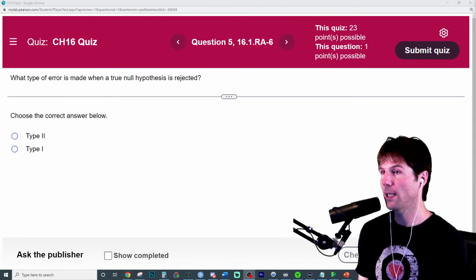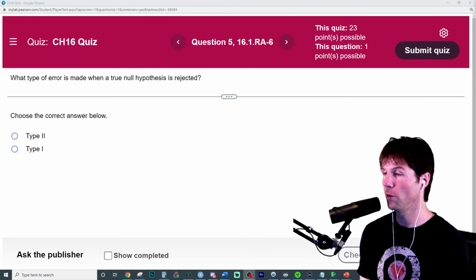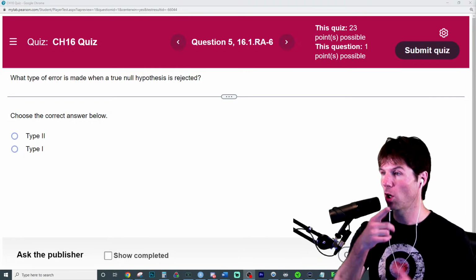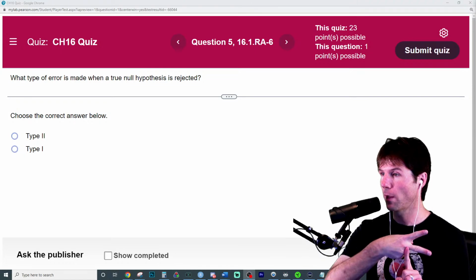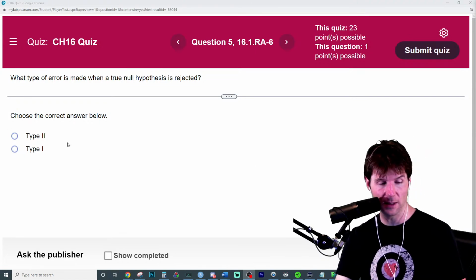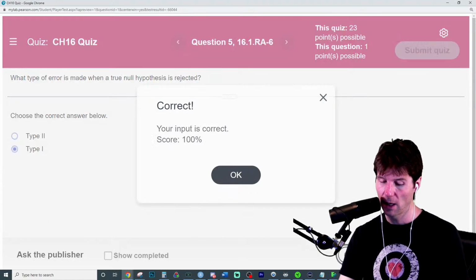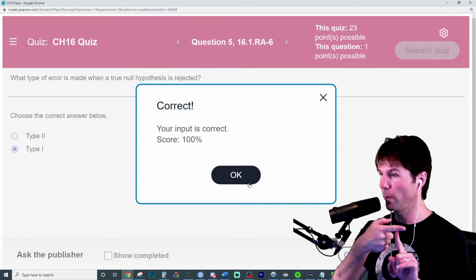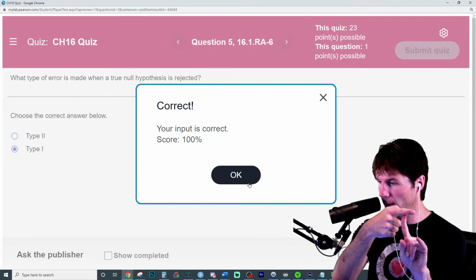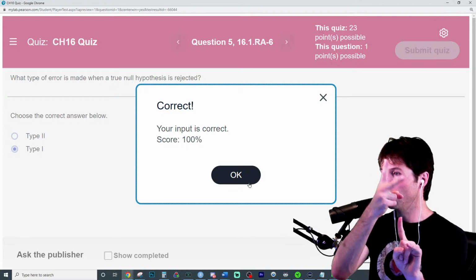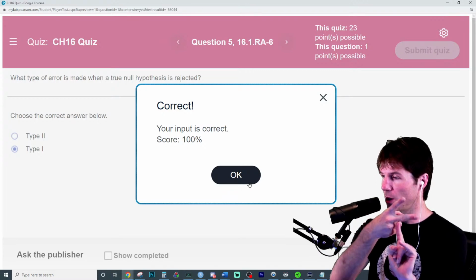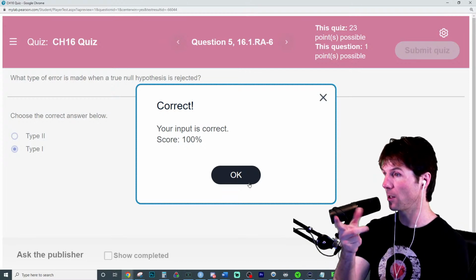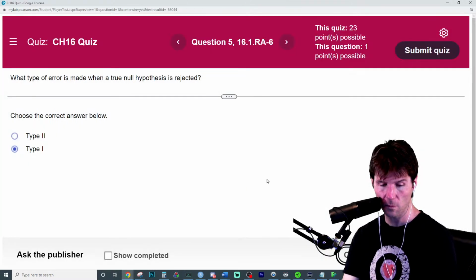You ready? What type of error is made when a true null is rejected? Boom, friend. Easy. Easy points on the test. How do we know that? Because in a type 1, the null is true and we reject it. That's a T, that's a 1. In a type 2, the null is false and we fail to reject it. We're going to do a little more multiple choice, friend. Then we got yours coming up next right here. Let's see what other multiple choice we got.